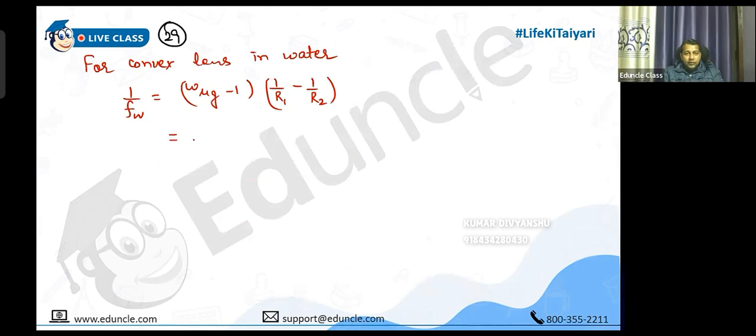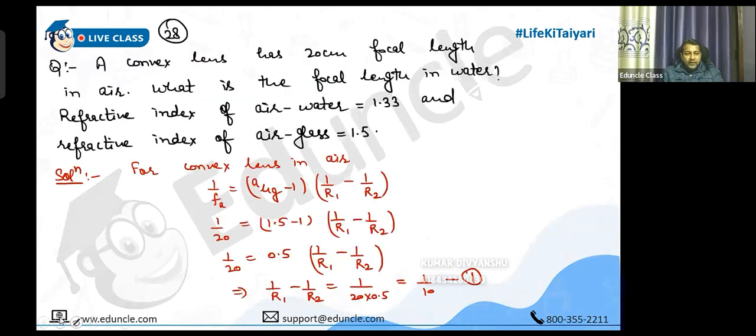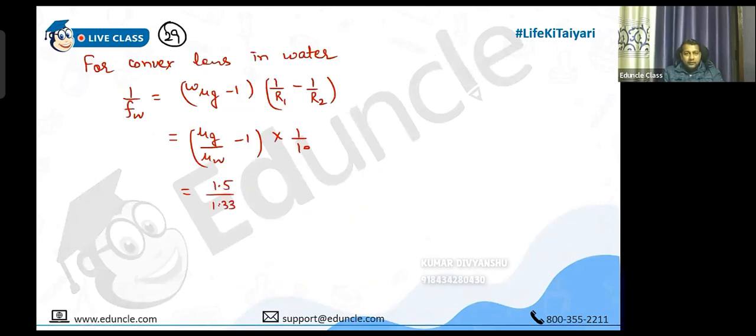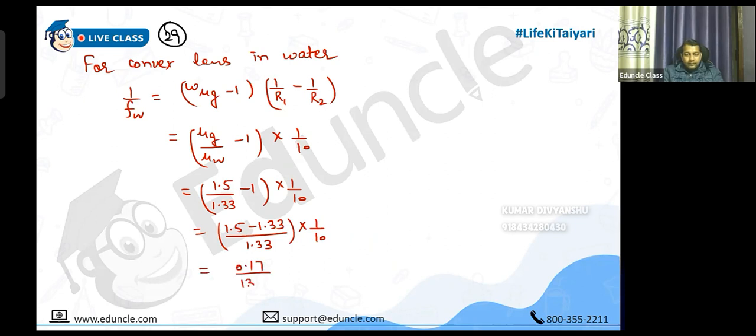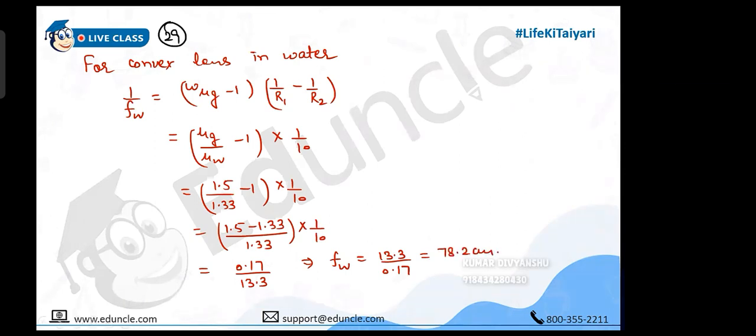So now we can directly put its value. 1 by r1 minus 1 by r2. So this is mu g by mu w, and this is 1 by 10, minus 1. So mu glass is 1.5 and then it is 1.33. How much? So this is the final answer.